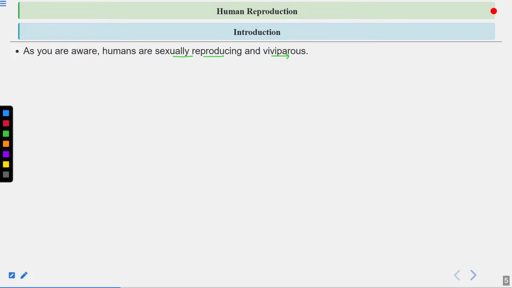So humans are sexually reproducing. You should know the characteristic feature of sexual reproduction, and they are viviparous. Now, what do you mean by viviparous? So viviparous means they give birth to young ones.